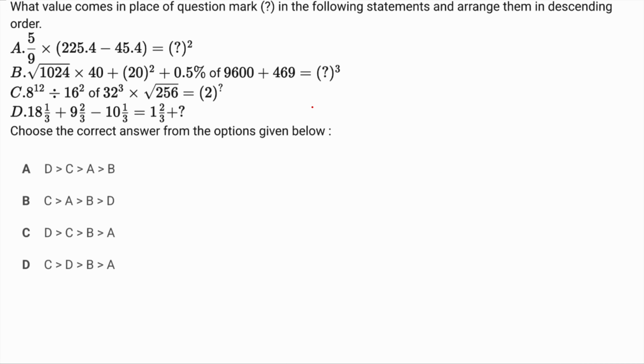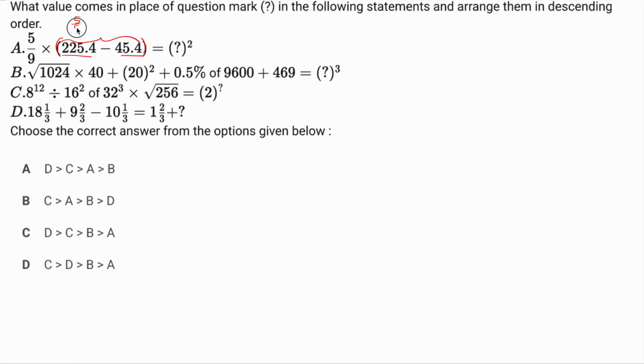Alright guys, so let's solve this next question. What value comes in place of the question mark in the following statements? And arrange them in the descending order. Okay, so if you look at the first question, the A part, it says 5 by 9th into bracket 225.4 minus 45.4 is question mark square. So in this A statement, I have to solve for the question mark and find its value. So 225.4 minus 45.4, this value is in the bracket. So we solve this first.